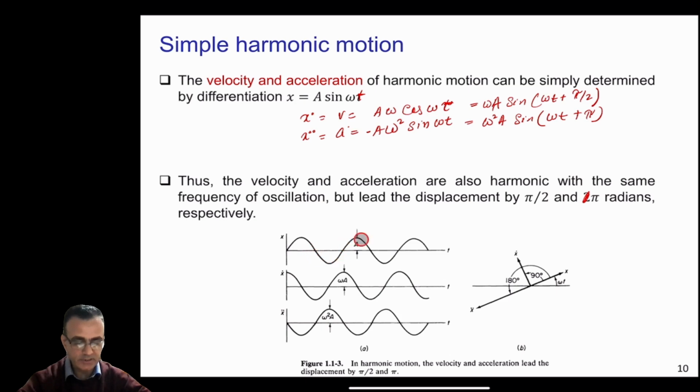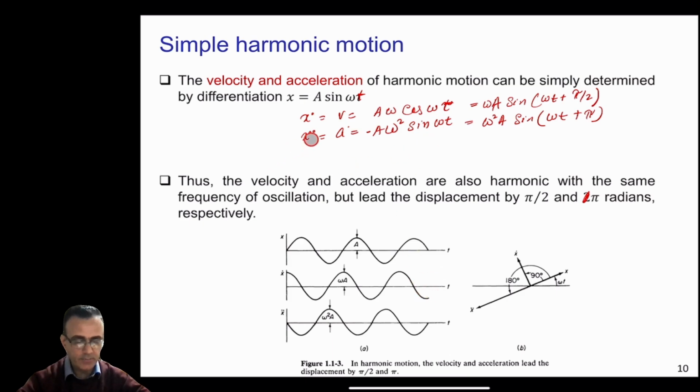Now, as you can see, if you plot the displacement as we did earlier, this is how the displacement looks. At t equal to 0, x is equal to 0. So if you just put t equals 0 here, you will get x equals 0, and it is a sine function here. Now the x dot, which is this function here, a cosine function or sine function plus pi by 2, if you plot this with respect to time, you will get this plot here.